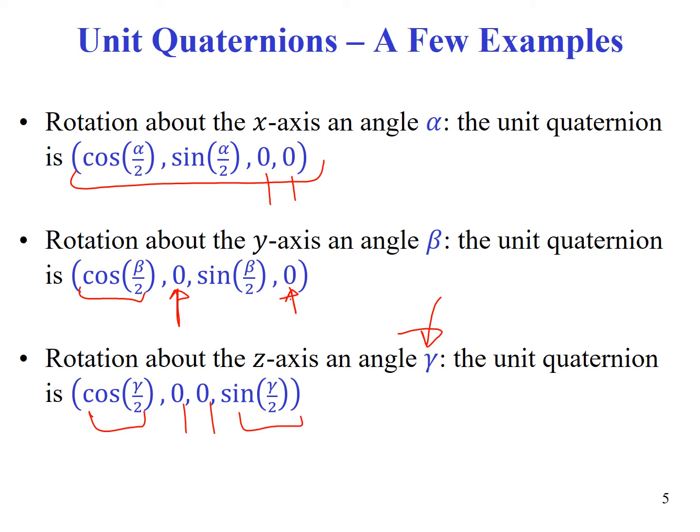So notice that the first value is always cos of the angle divided by 2, and then depending upon where the rotation is, we put a sine of that angle divided by 2 in that position. If it is x, we put it here; y, we put it here; z, we put it here. But these are only for simple rotations, that is about one axis only. Complicated rotations will require slightly more complicated quaternions.